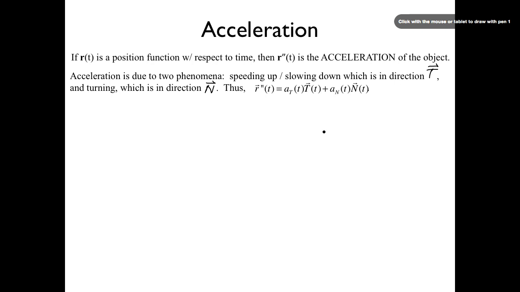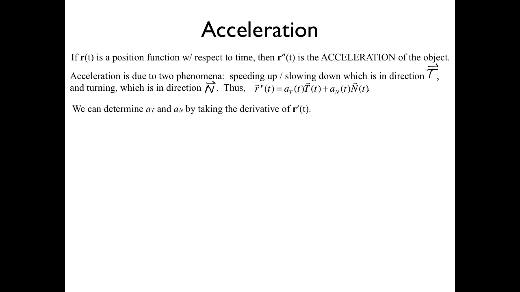So notice, those are scalar functions. Those change themselves with t. As time goes by, your amount of speeding up and slowing down changes. So it's a function, but it's not a vector function, it's a scalar function. And as t increases, your acceleration due to turning changes. But again, that's a scalar. So if we want r double prime, the acceleration vector, we take each of those and multiply them by their unit vectors to get them in the right direction.